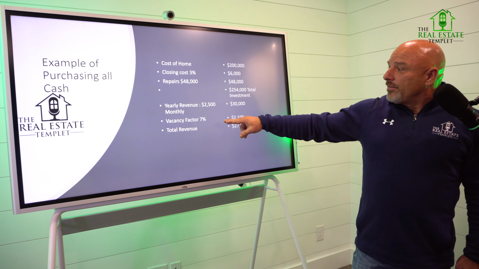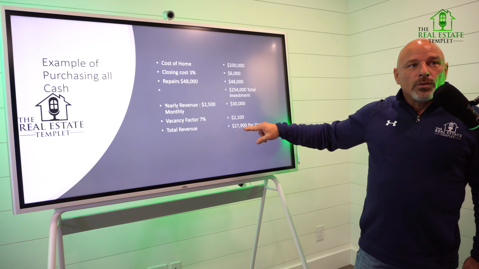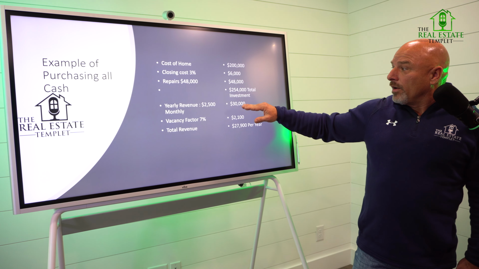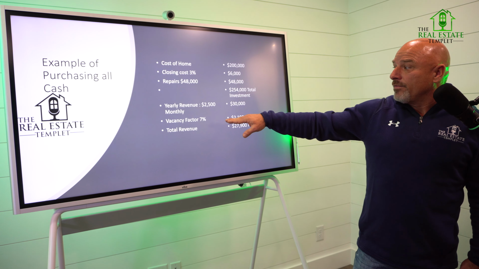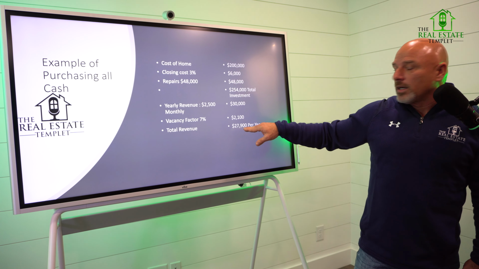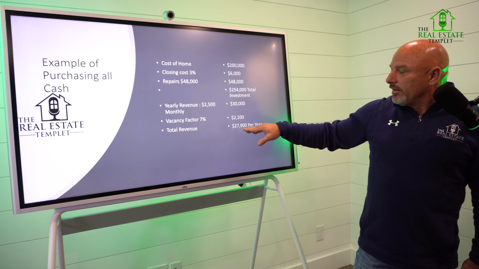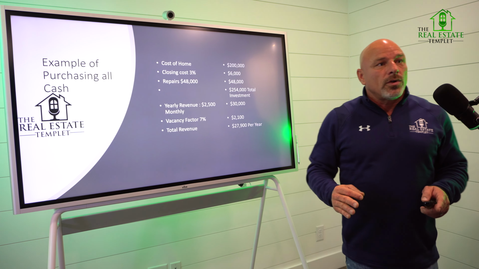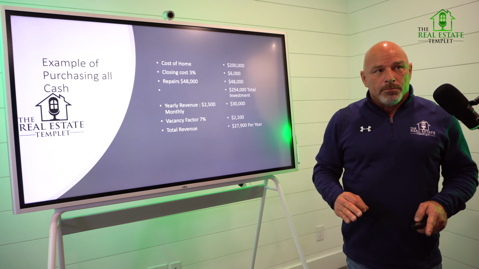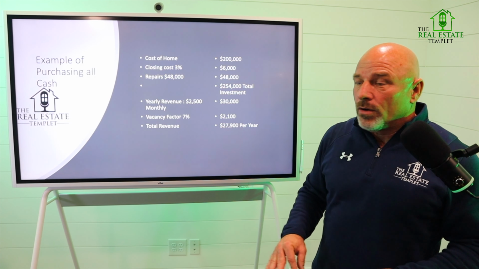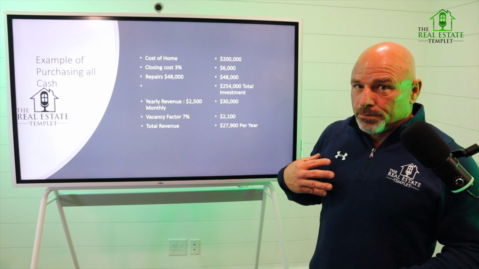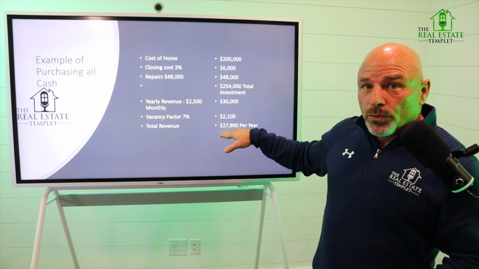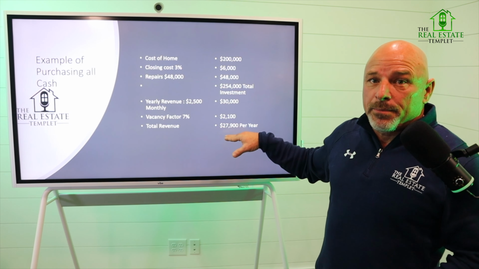So we got our vacancy factor. We got our total revenue at $27,900. So we got our income we're bringing in on a yearly basis is going to give us $30,000. We're going to take our vacancy factor, $2,100. That's going to give us $27,900. That's what we're going to use for our calculation of income. That takes into account the worst case scenario for this particular property for me. This is my property, okay? That is what's the worst case scenario in my opinion.